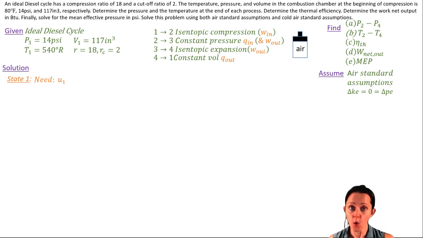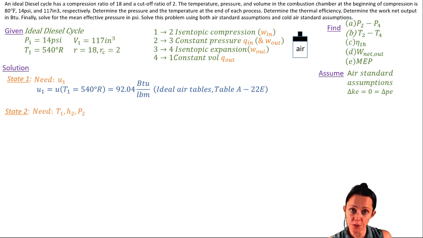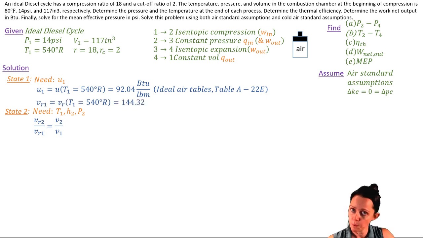At state one, the only unknown that I have is the u value, which I need to figure out parts C, D, and E. So u, I'm just reading off the table at T1, which is given to me. I'm going to table A22, my English unit tables. At state 2, I need temperature, enthalpy, and pressure. So I can apply an isentropic relationship between states 1 and 2, since it's an isentropic process. I do need vr1, so I pull that off of the table, plug it in, and I get my vr2.